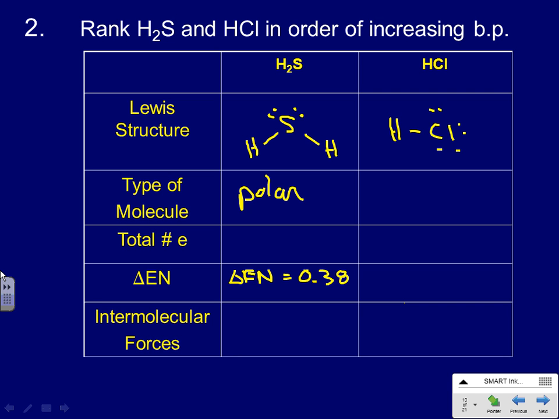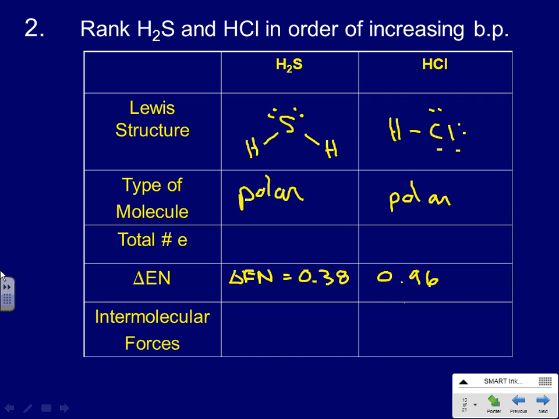Have we got it for HCl? Has anybody done that calculation? Yep. 0.96, and this is also polar. And have we totaled up electrons? You guys are pretty quick. You guys total up the electrons here.